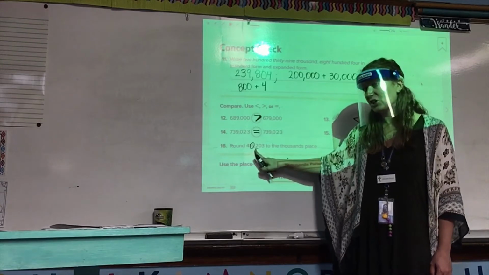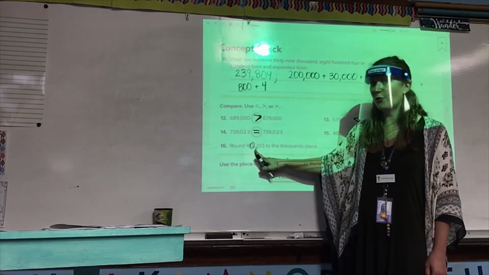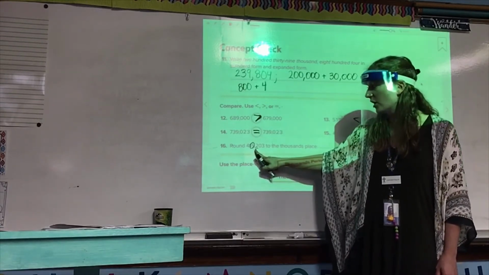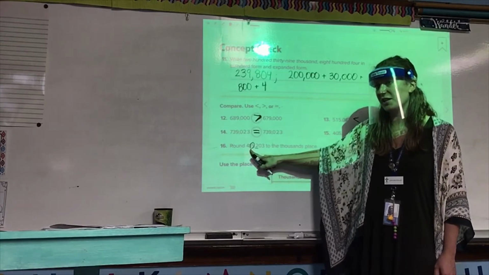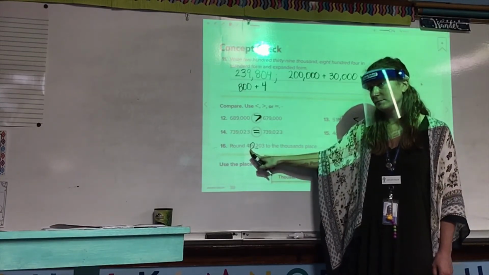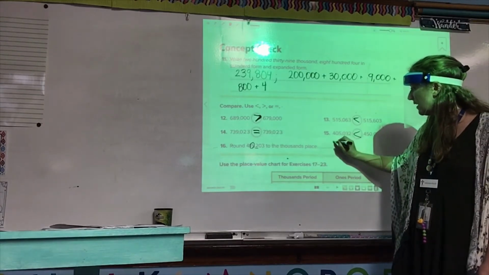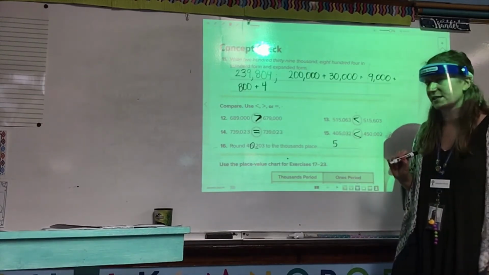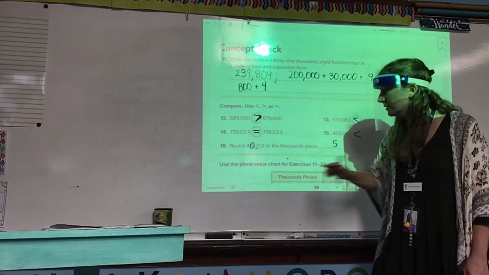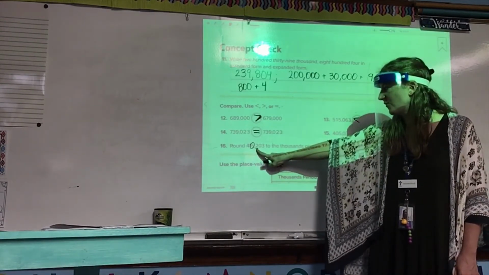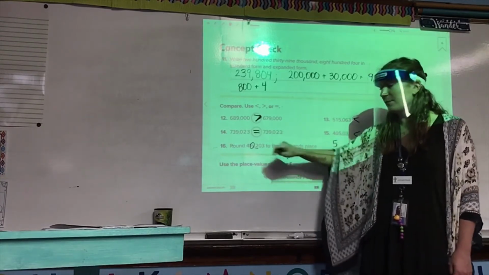Well, Kingston, is 2 5 or more, or 4 or less? Focus. 4 or less. So what do we do to the circled digit, Kingston? Leave it alone. So we're going to come over to our line and write our 5 in the thousands place. Because we know 5 is not going to change, because the digit in the hundreds place is 4 or less. So that means we leave it alone.